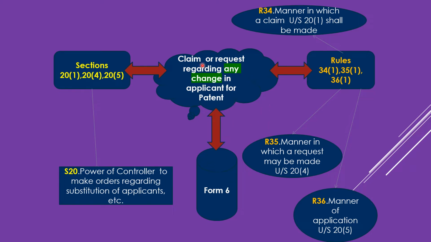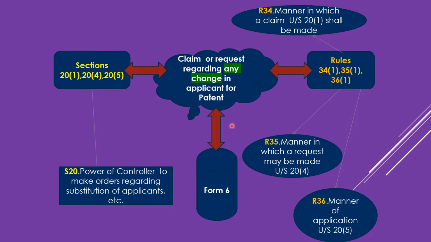Form number 6 has the title Claim or Request Regarding Any Change in Applicant for Patent. Now, you can correlate my thought that I said in the beginning of the slide, that change is the new beginning, just to symbolize this thing, because this one is the key point of our discussion. So form number 6 deals with any change in applicant for patent, and the claim or request regarding this change in the applicant for patent we will discuss.